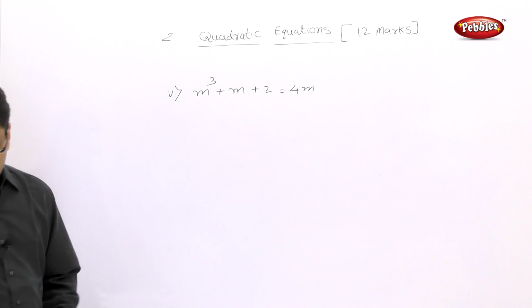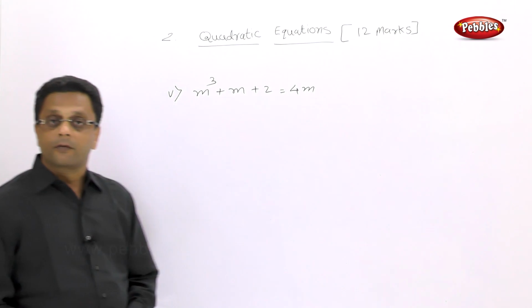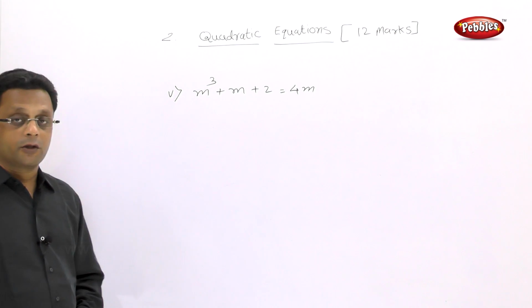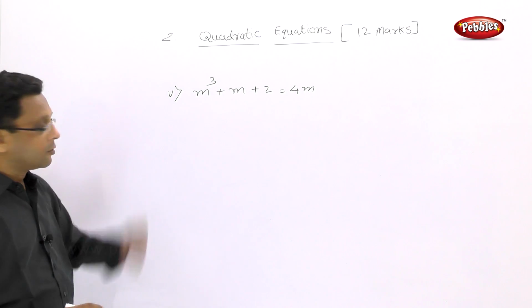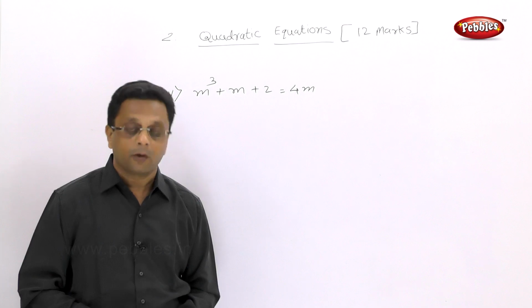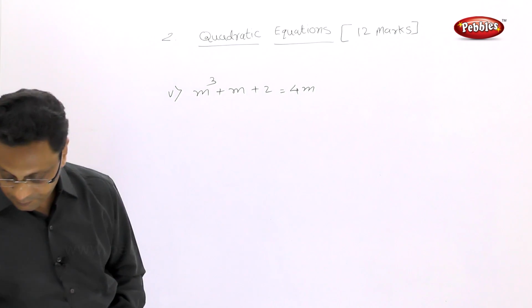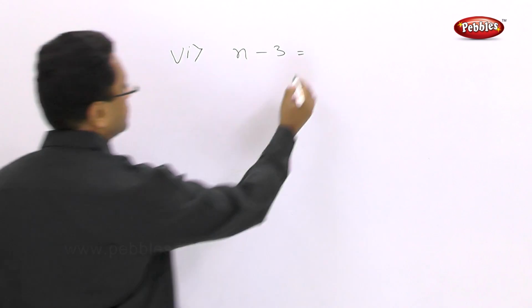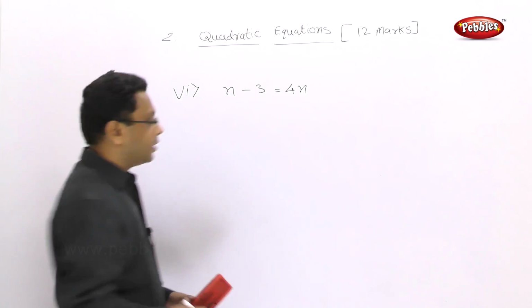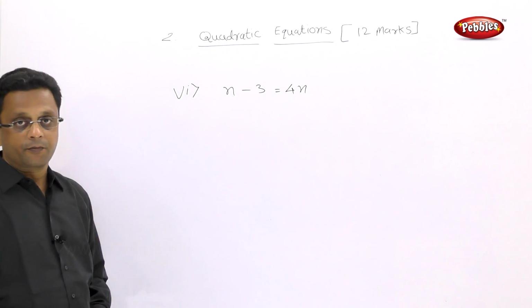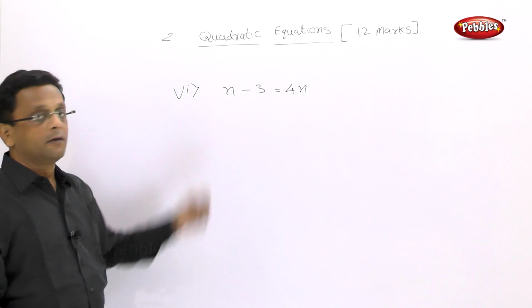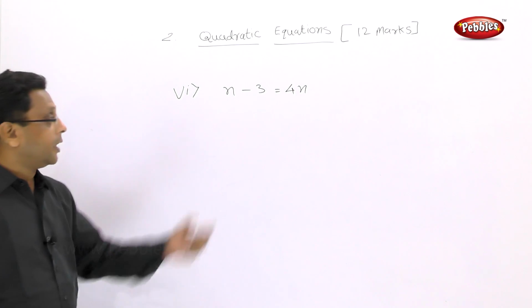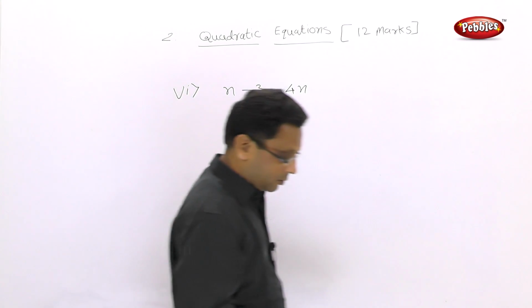Is this a quadratic equation or not? You have to decide by yourself. Here the degree is 3. So now you decide whether it is a quadratic equation or not. Okay? Let us see the next one. n minus 3 is equal to 4n. Is this a quadratic equation? Even if you transfer this 4n from the right hand side to the left hand side, what will happen? It will come here as what?